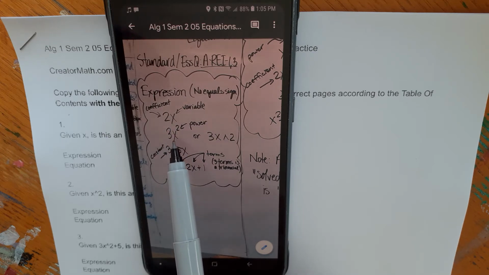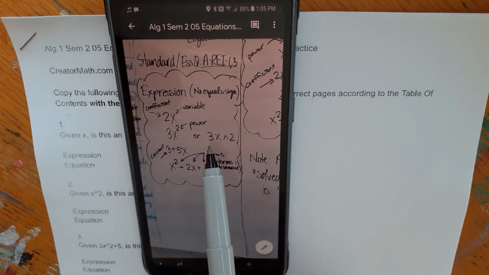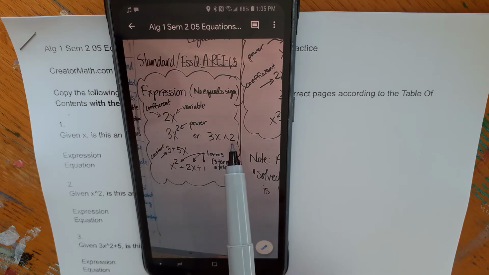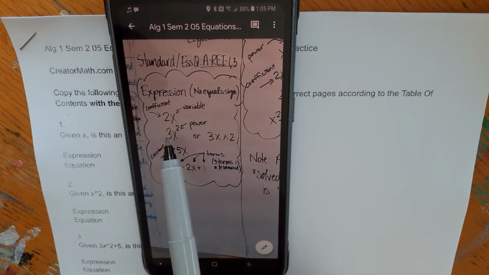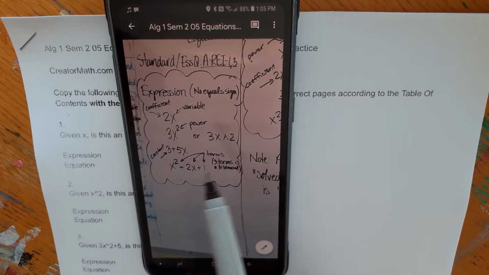So here's a coefficient, here's a variable, and a power, x squared or x to the power 2. We type 3x caret 2. That's on the computer. You'll see it typed that way to mean 3x to the power 2. This is a constant if it's standing alone. In 3 plus 5x, the 3 is a constant.